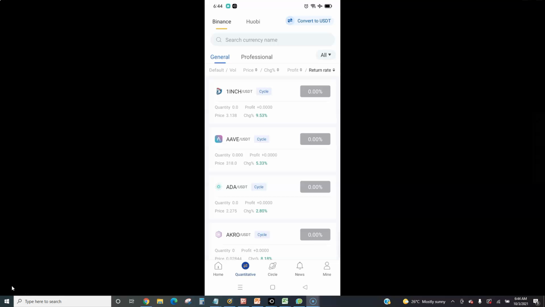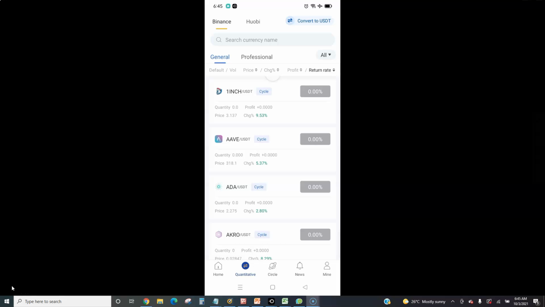What do I mean by the deepest coin? You need to look at the deepest coin, and once you look at the deepest coin, you need to look at where they write change in percentage. Any coin, change in percentage. The first one that you can see on my screen right now is 1inch. If you look at the change in percentage, you will see green plus 9.